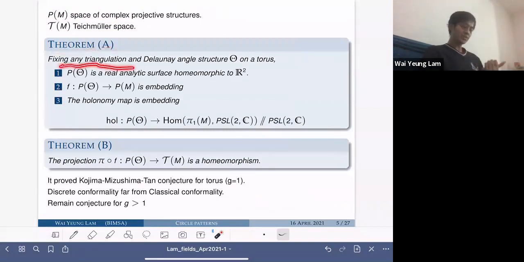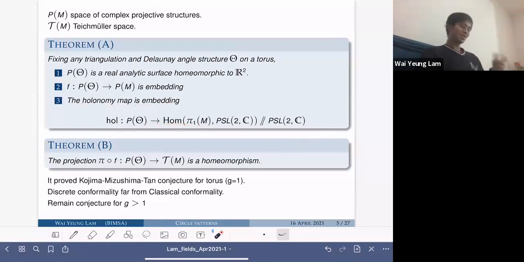So if you fix any triangulation and any Delaunay angle structure on the torus, then I can tell you that this P theta is a real analytic surface homeomorphic to R2. And then this P theta to the space of CP1 structures is an embedding. And in particular, the holonomy map is also an embedding.